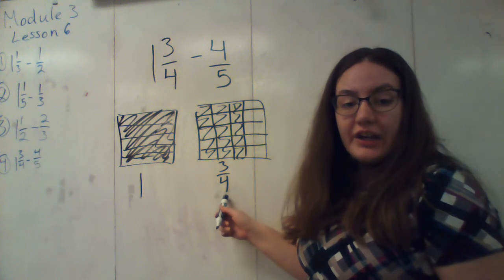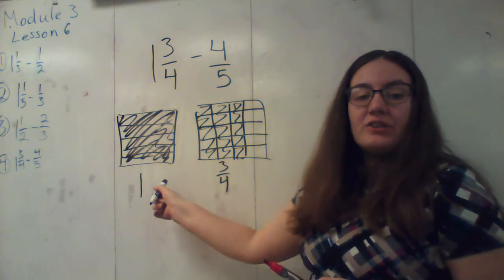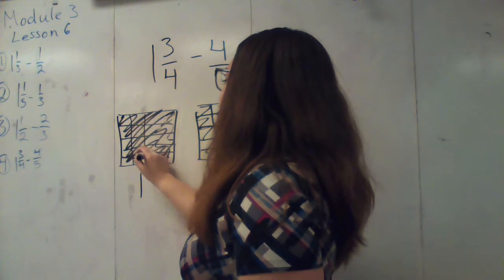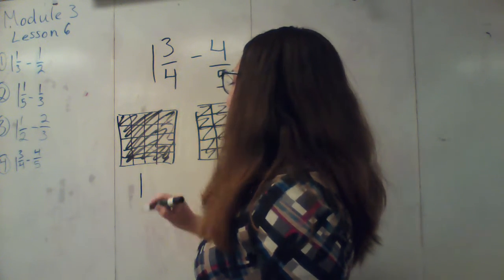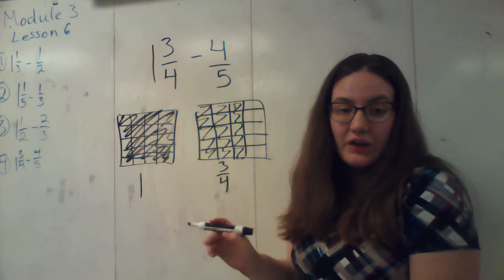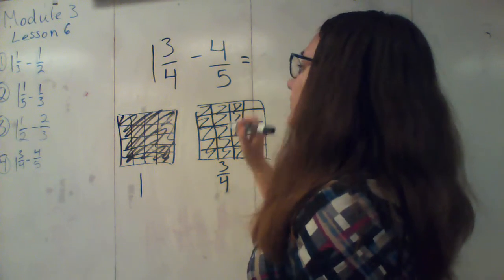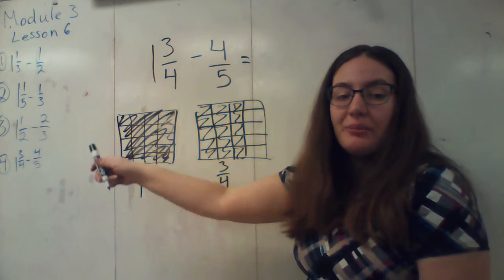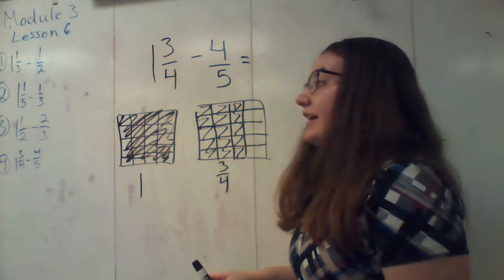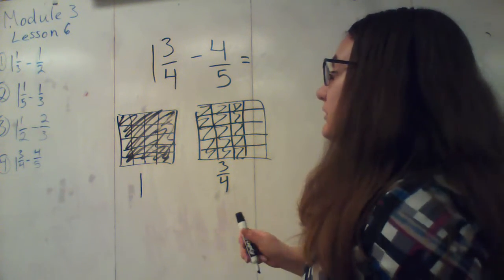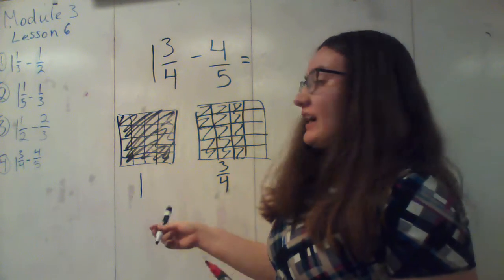But remember, I also cut this model into fourths, so I need to cut this model into fourths so that they both look the same. So I have all of that done, and I'm going to now write what my new equivalent fraction is. So remember, I have to count up all of the boxes that are shaded in. And I'm going to do a little bit of a trick so this goes a little bit faster because this is a lot of boxes to count.